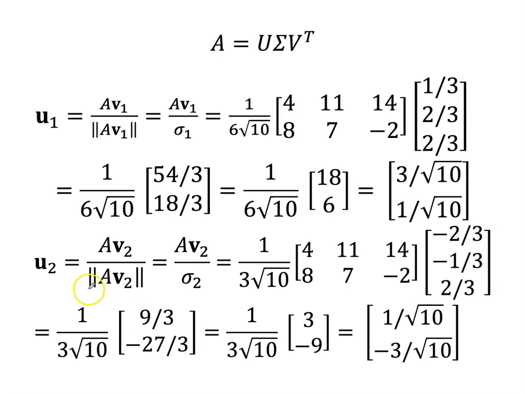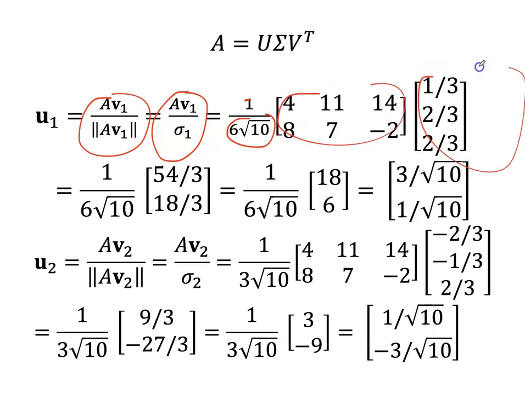So u1 is going to be Av1 over the length of Av1, Av1 over sigma 1. Sigma 1 was 6 root 10. This is A. This is v1. Multiply them together. We get this. And that's going to be 1 over 6 root 10, 18 over 6. In other words, it's 3 over root 10, 1 over root 10.